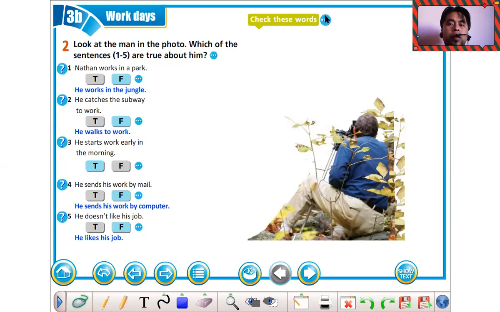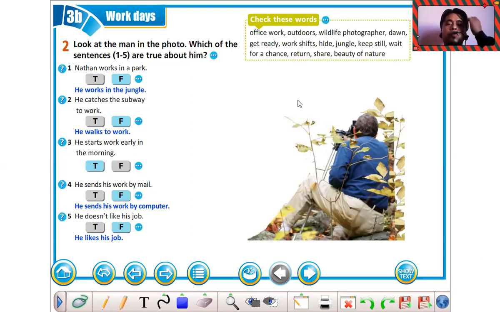Then it says check these words. One more exercise of pronunciation. I want you to practice. So take some time and practice this vocabulary. Let's start.